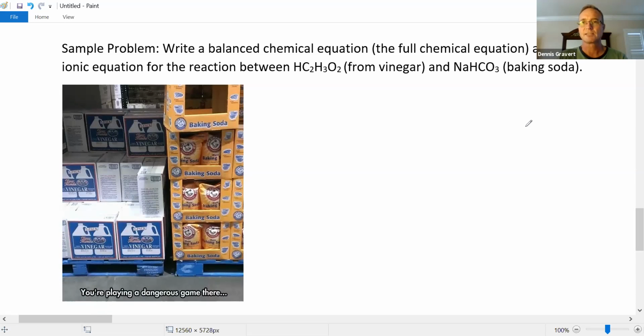This is the Alka-Seltzer or the airborne tablets problem. It's also hopefully not a reaction happening at Costco. That would make a big mess. Yeah, you're definitely playing a dangerous game there.